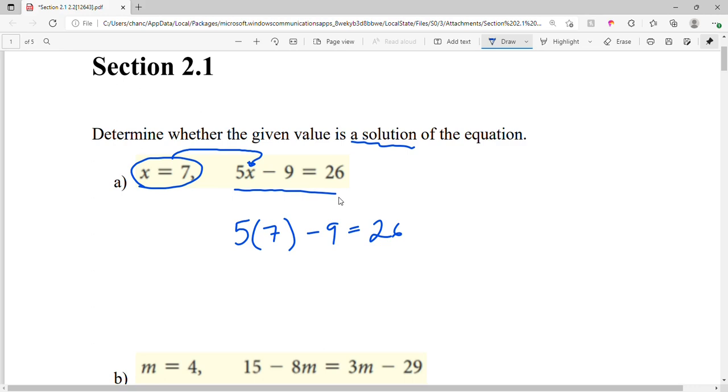5 times 7 is 35 minus 9, and that's equal to 26. 35 minus 9, that's 26. So we do have 26 equals 26. So we know x equals 7 is a good solution. So yes, it's true. x equals 7 is a good solution.